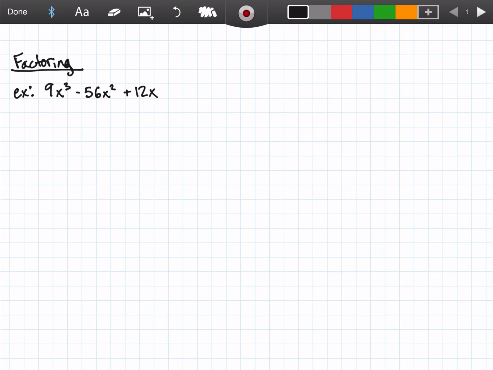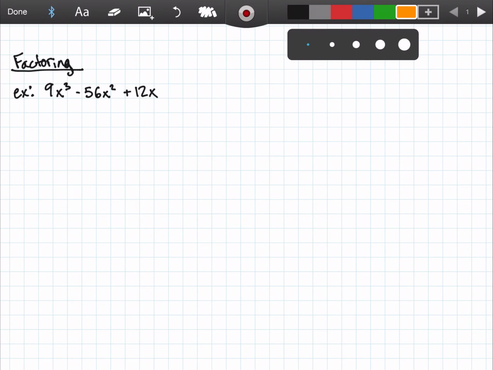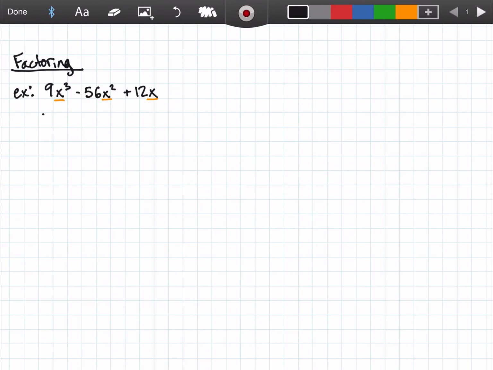Okay, first thing I look for is a GCF. I've looked to see if they're divisible by 3, but I see 5 plus 6 is 11, and 11 is not divisible by 3, therefore I know that 56 is not divisible by 3. So that means the only thing that these terms all have in common is x. So we're going to factor out x, get 9x squared minus 56x plus 12.